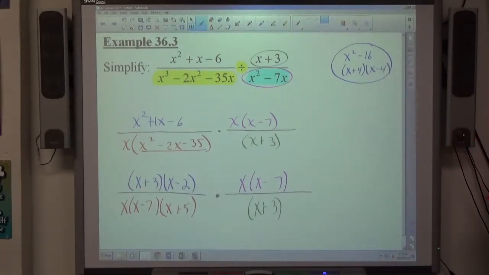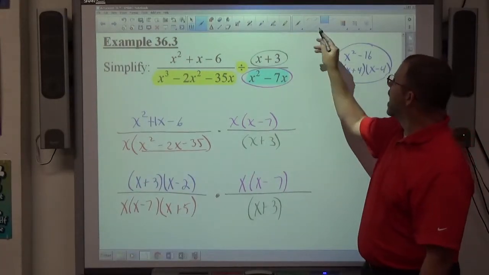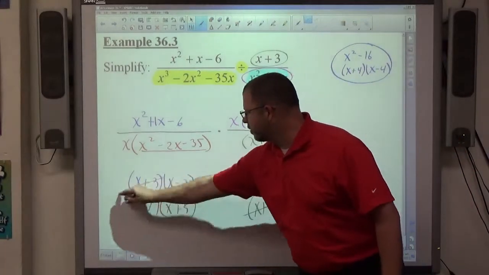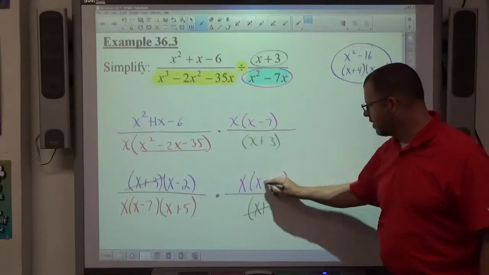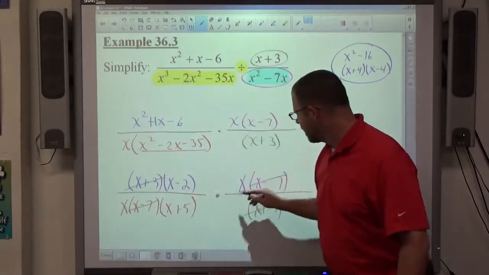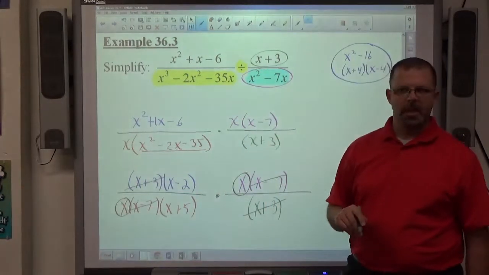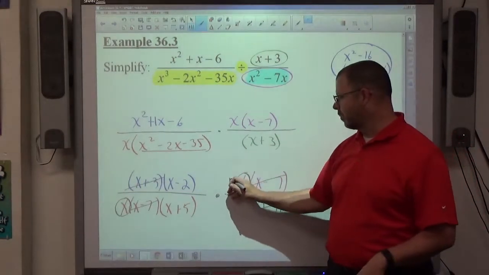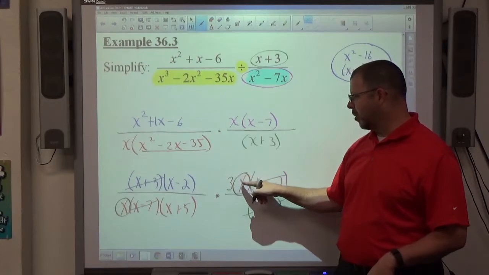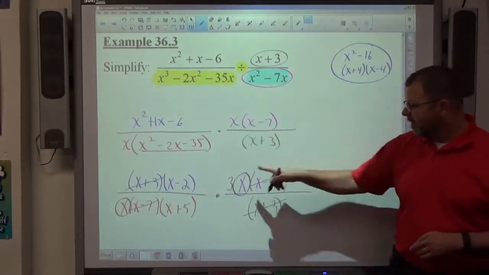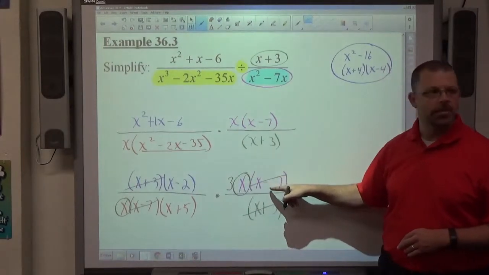All my factors down to just x's. And what I'm looking for is common factors. So x plus 3 here matches x plus 3 there. X minus 7 here matches x minus 7 there. A single x matches a single x. And let's just say, for the sake of argument, there was a 3 in front of that. 3 is being multiplied by x, which is being multiplied by x minus 7. 3 is a factor, x is a factor, x minus 7 is a factor.